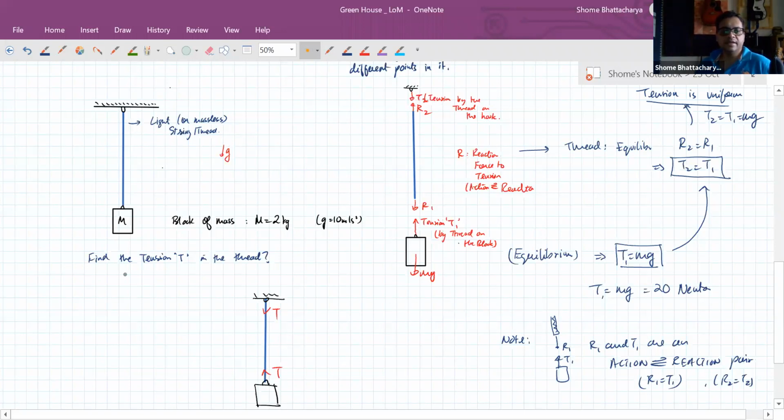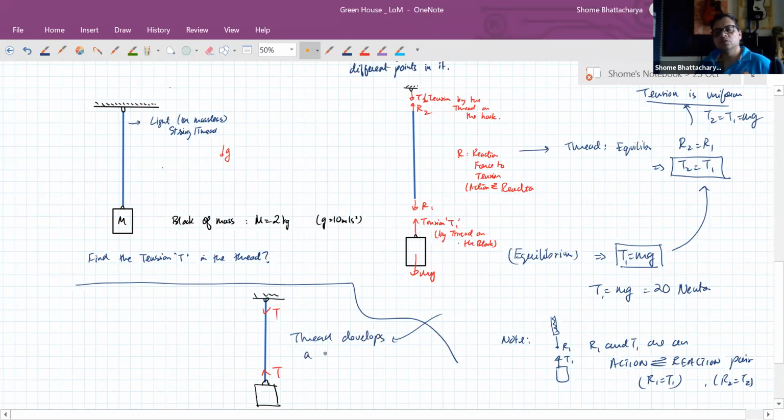So in the end, the conclusion here is that the thread develops a uniform tension of T equal to mg, or a tension of 20 newtons in this case, through its length.